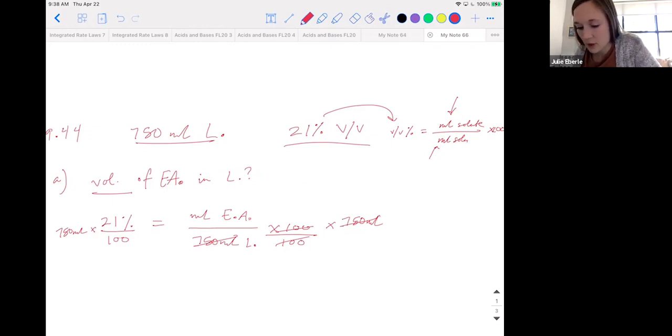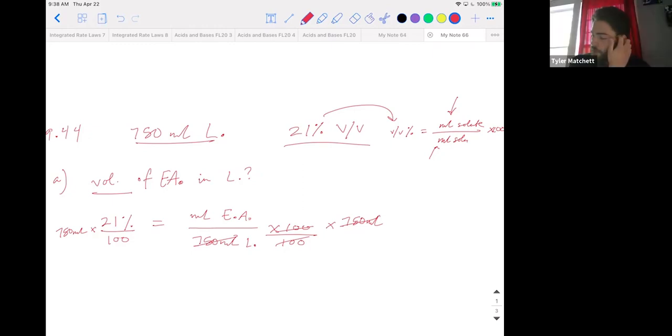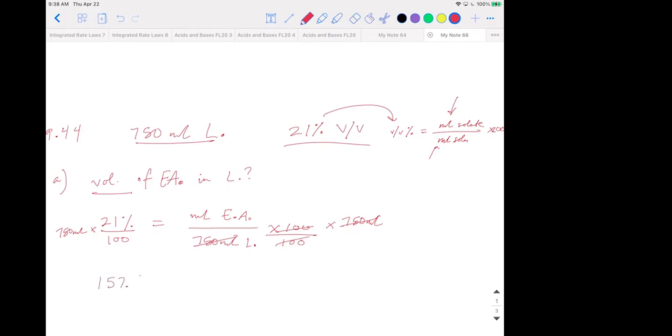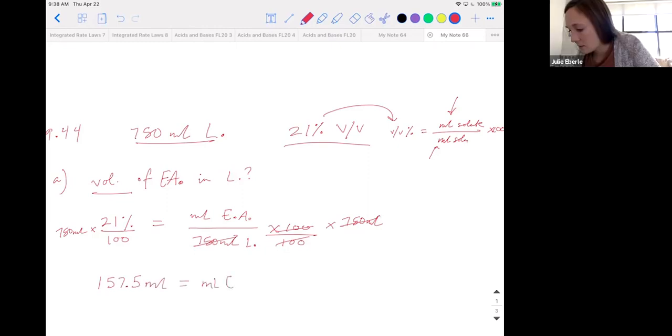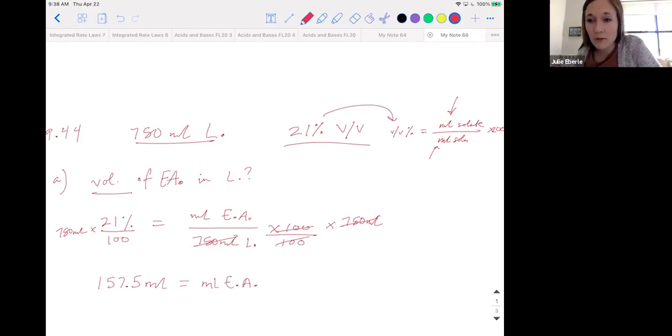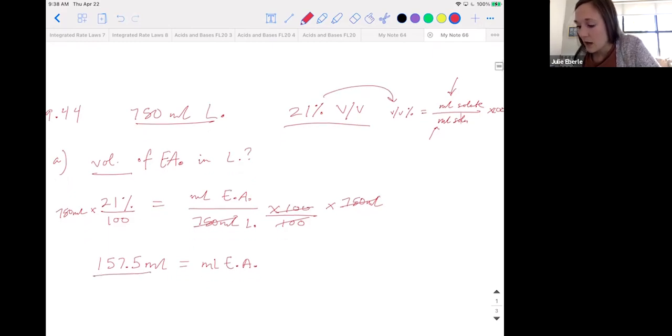And you should get, what did y'all get for that? I got 157.5 milliliters. What you got, Danielle? Yes. Okay, that's what you should get. So milliliters of ethyl alcohol. So for this to be roughly a 21% solution, 20% of Listerine needs to be ethyl alcohol. So what we just found out is that there's 157 or so milliliters in a 750 milliliter bottle of Listerine. That means the bottle is about 20% alcohol. Okay, does that make sense?